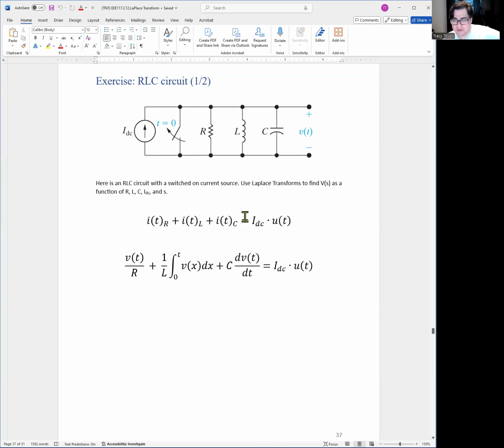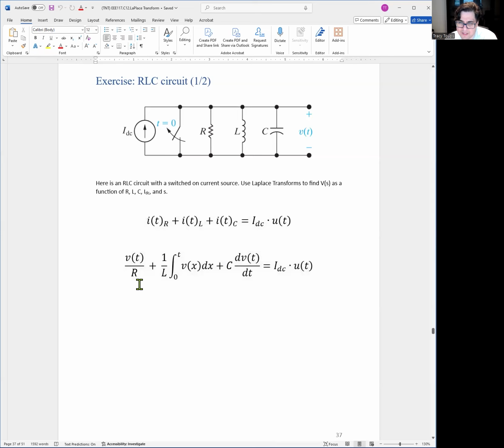Remember, the current flowing out is IDC times u of t, and it's going to split between three branches. You can have I of R plus I of L plus I of C. I already did the hard part about swapping it over, finding individual branch currents. So you have V over R as your current through the resistance. The current through an inductor is 1 over L integral 0 to t of V of x dx. So we just did that in the problem before, so you could use it as a reference. You have this new value: the current through the capacitor is C times dV over dt, and IDC u of t follows with us.